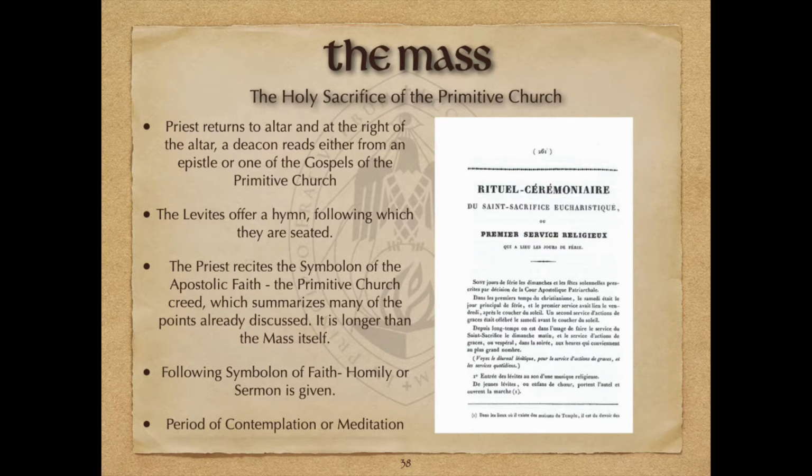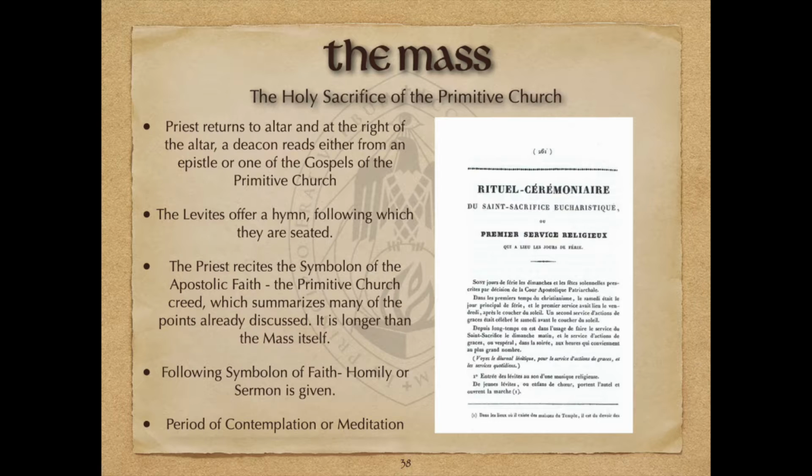After invoking the blessing, standing in front of or in the midst of the people, the priest returns to the altar. Then at the right of the altar, a deacon reads from either an epistle or one of the Gospels of the primitive church. Nothing crazy here. Of course, there is a section for readings in almost every modern Mass, whether you're dealing with small o Orthodox churches or Gnostic churches, heterodox churches, as it were. You have an epistle and or a reading from the Gospel. In this case, of course, it's the Gospels according to the primitive church, the supposed original Gospel of John.